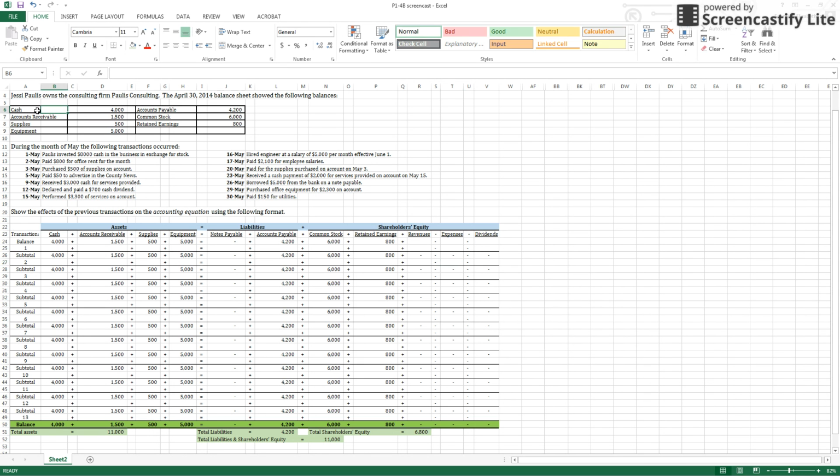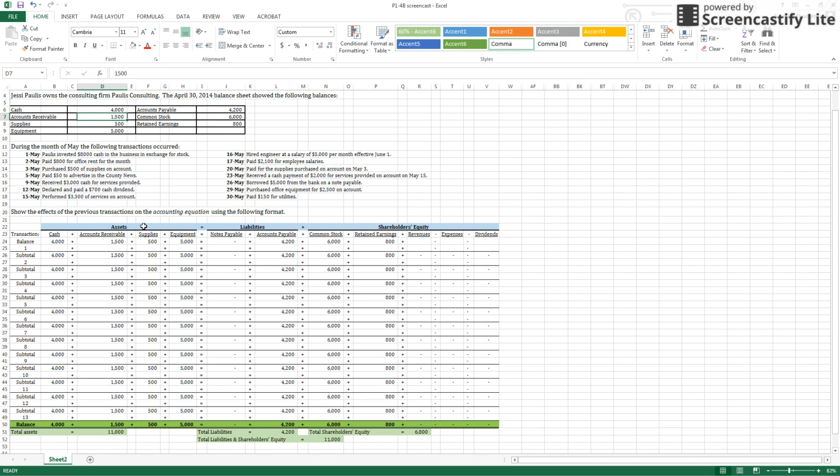We have our cash, which has a balance of $4,000. Our accounts receivable have a balance of $1,500, and so on through supplies, equipment, accounts payable, common stock, and retained earnings. We also have all of these transactions that happened in the month of May. Now, this problem asks us to show the effects of these transactions on the accounting equation, and we are going to use this basic format.